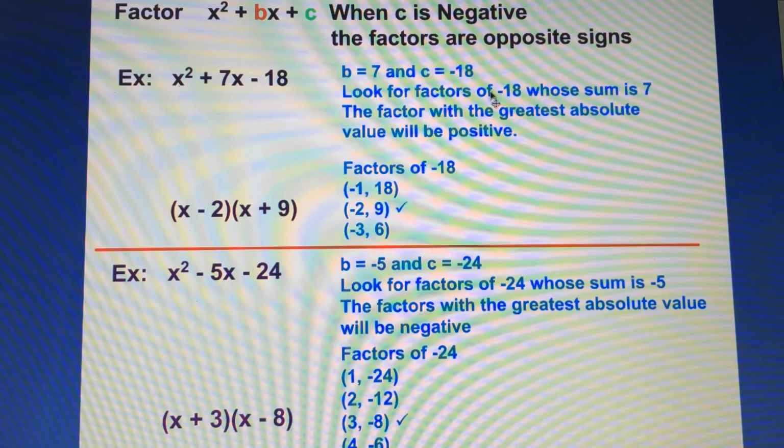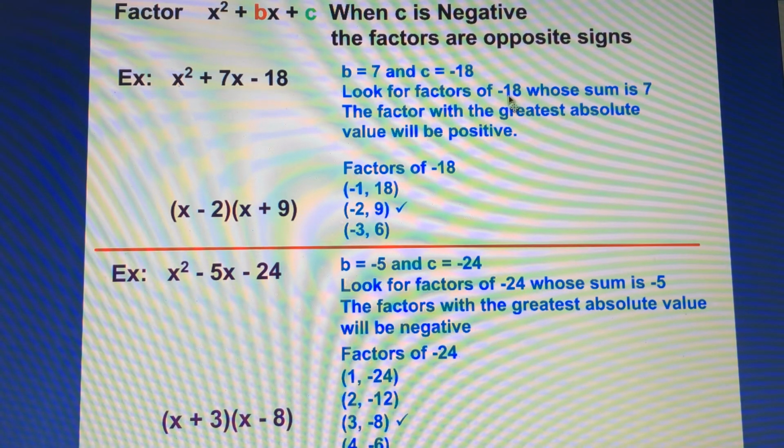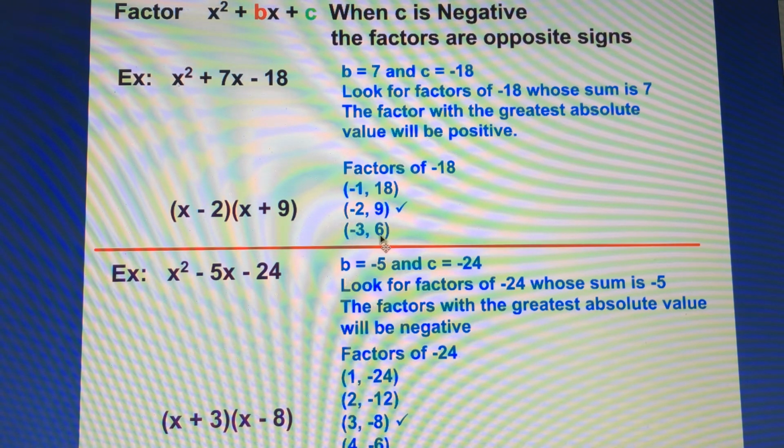So I look for factors of negative 18. Again, I'm going to get 1 and 18, 2 and 9, 3 and 6. The larger digit has to be the positive one. So that's how I knew I would use my negative sign on the 1, the 2, and the 3, because the larger digit has to be positive in order to get a positive sum. Which two add together to equal a positive 7? Right here, negative 2, positive 9.